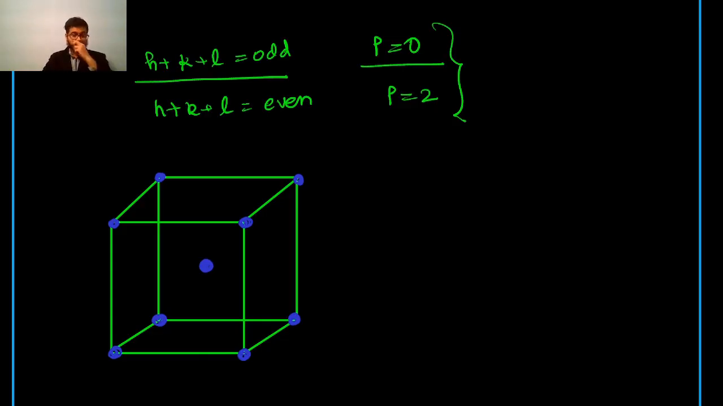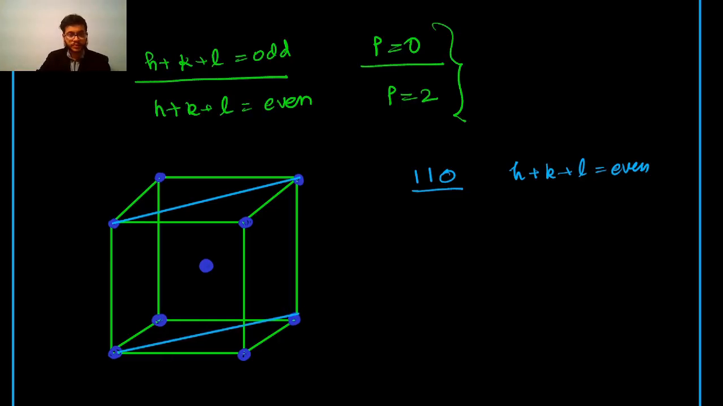What we will see is, in a physical sense, let's say we take the 110 plane. There h plus k plus l is even, so there will be an allowed reflection. If you actually take that, the 110 plane looks like this. It will contain the red atoms. The red atoms will be contained.